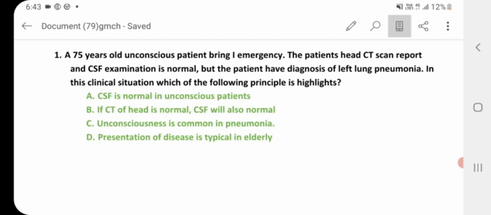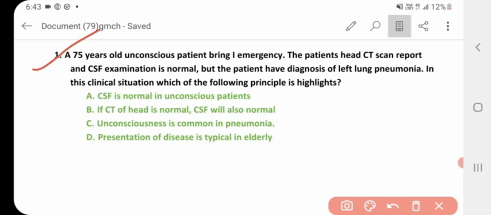First question: A 75 years old unconscious patient is brought in emergency. The patient had CT scan report and CSF examination is normal, but the patient has a diagnosis of left lung pneumonia. In this clinical situation, which of the following principles is highlighted?